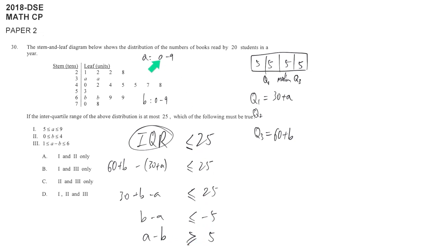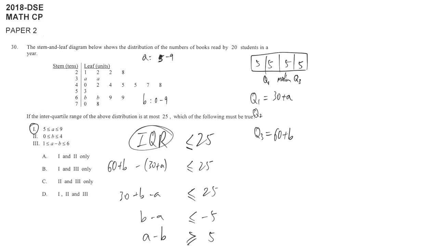So that means that if A is 0, then B will be negative 5, which is not possible. So in order to fulfill this requirement, A can be 5 such that B is 0. But it can't be less than 5. So is A within this range? Yeah, it is.